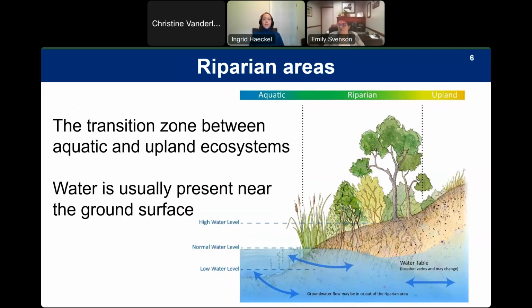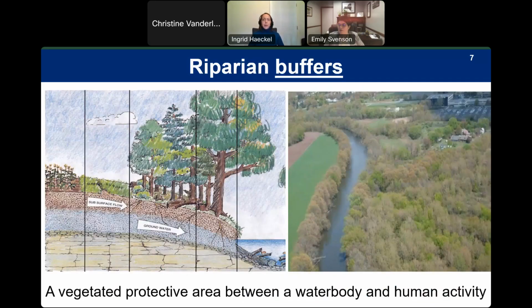The riparian area is land bordering the stream or water body that is influenced by the presence of nearby surface and groundwater. And groundwater is usually shallow to the surface in these areas, and the vegetation and land uses in riparian areas have a strong influence on the hydrology and water quality in the adjacent stream. We'll also refer to riparian buffers or stream buffers, and these are protective areas of vegetation between a water body and human activity. And the same concept applies to wetland buffers as well.